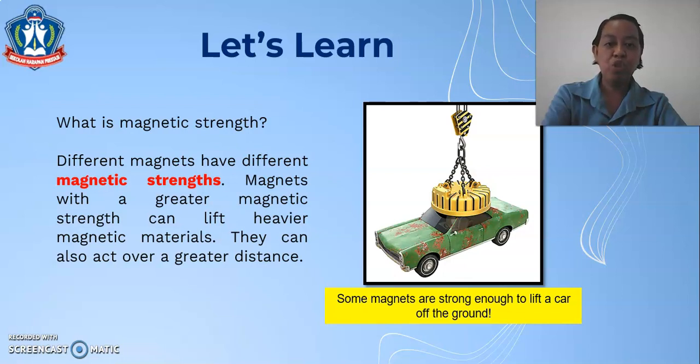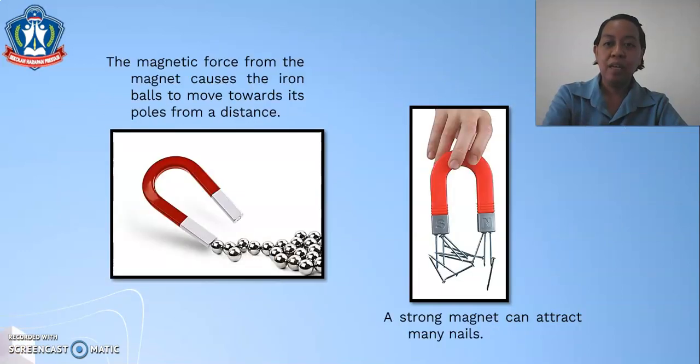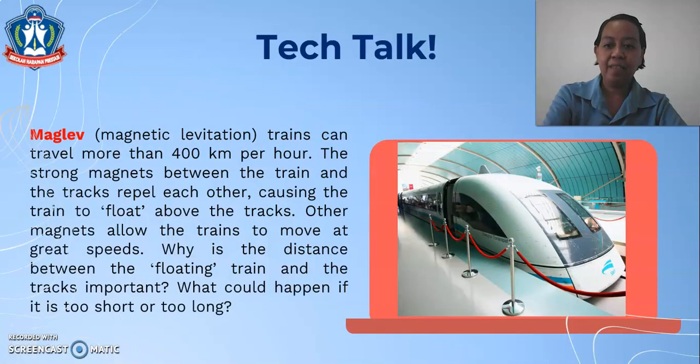So look at the picture. Some magnets are strong enough to lift a car off the ground. In other examples, the magnetic force from the magnet causes the iron filings to move towards its poles from a distance. A strong magnet can attract many nails.